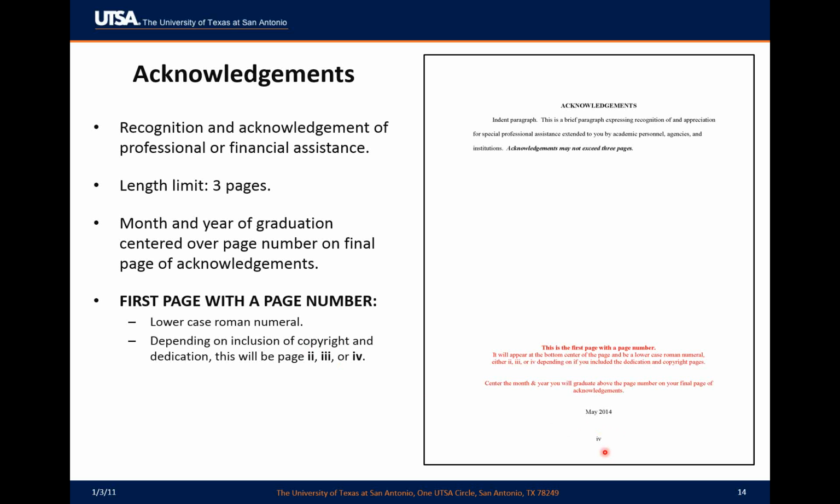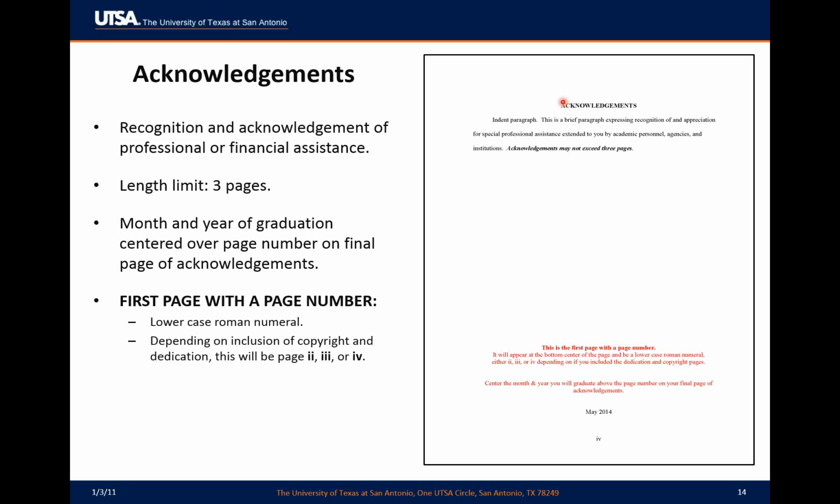If you take away the copyright, this becomes 3. If you take away the copyright and the dedication, this becomes 2. It will never be page 1. If you're confused about it, just follow the template and leave this at page 4. Okay? So that's what we meant when we said things were counted towards the total page count, but there was no page number on them. The acknowledgments is your first page with a page number.